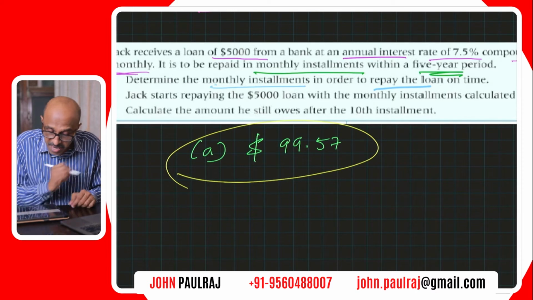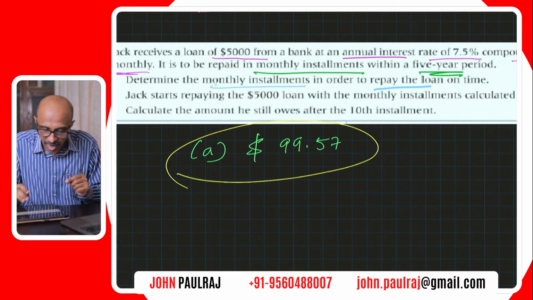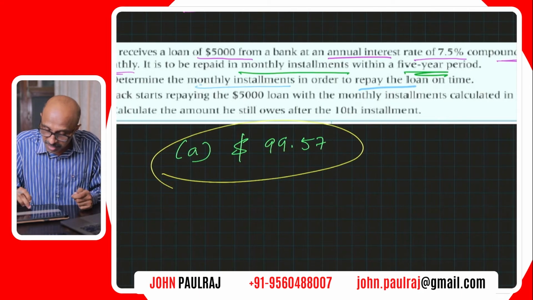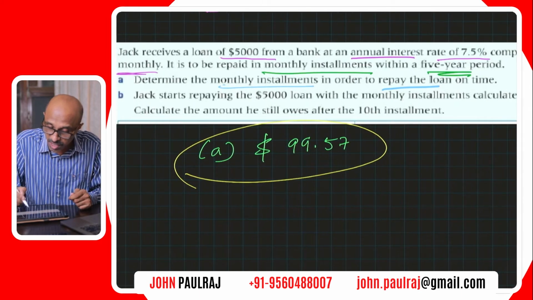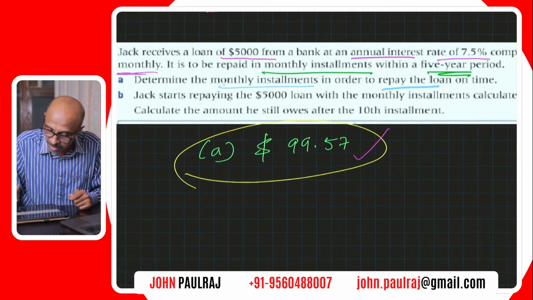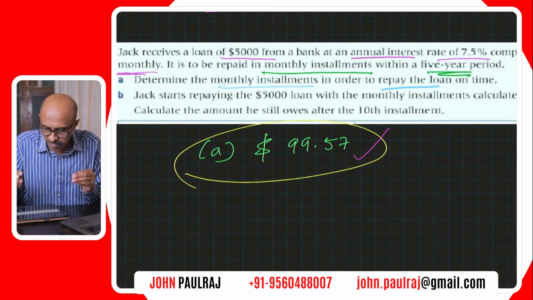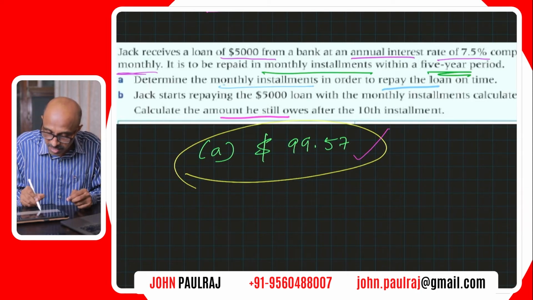Okay, part B. Look at part B of the question. It says Jack starts repaying the loan, the $5,000 loan, with monthly installments calculated in part A. So he starts paying back this amount every month. Every month he's going to pay 99.57, almost $100. Calculate the amount he still owes after the 10th installment.